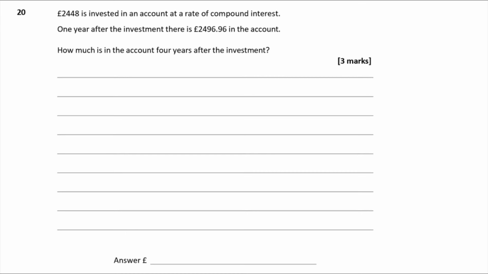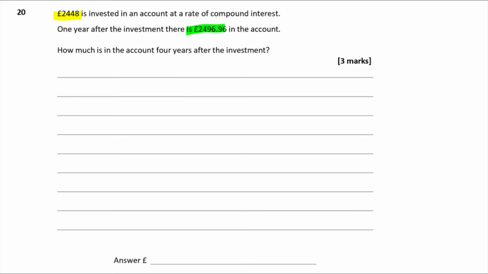The first thing we need to do is work out the rate of interest that's being applied to the account. Now we've got like the before and after of the first year, haven't we? So from that we should be able to work out the percentage change for 1 year, and once we know the percentage change from 1 year, then we can apply it 4 times to find how much is in the account after 4 years.